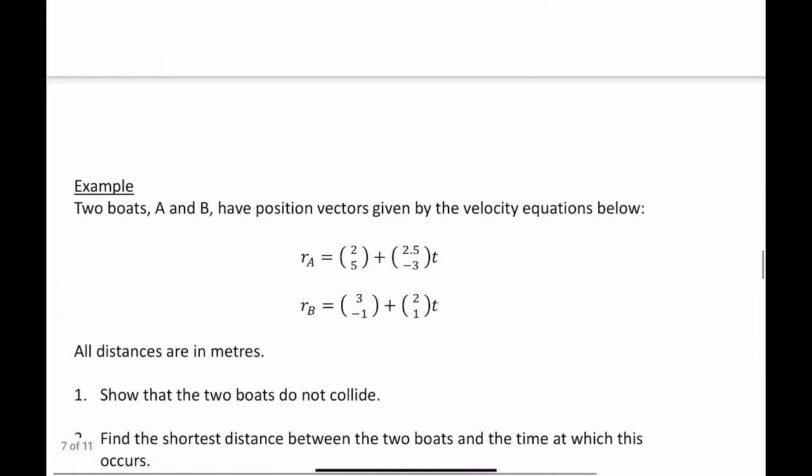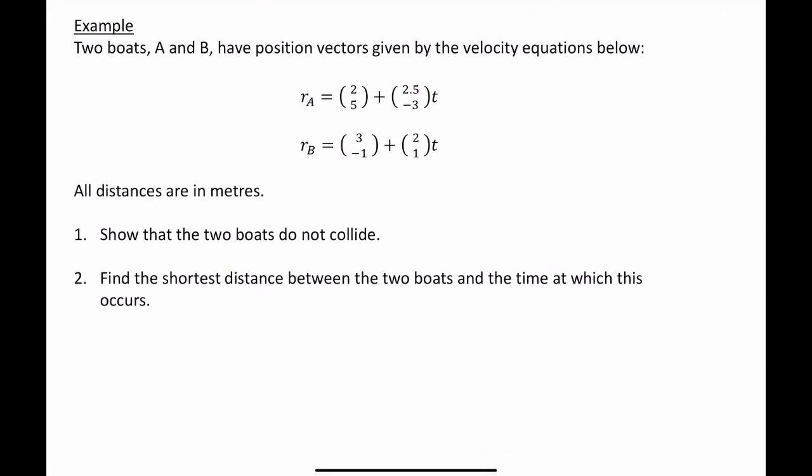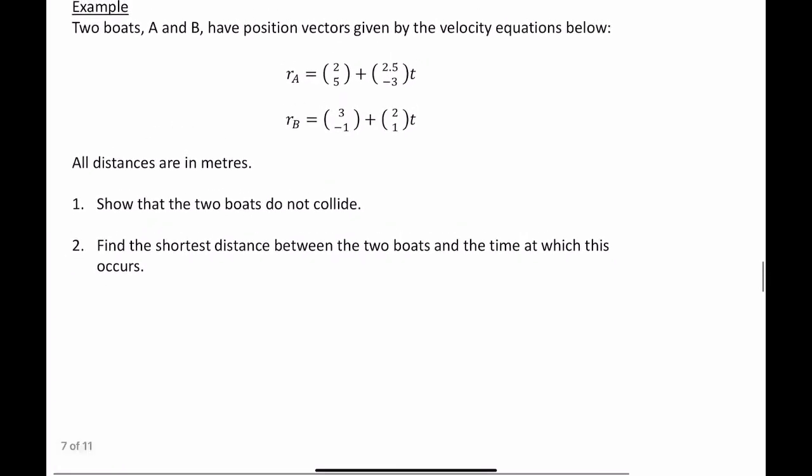Let's see that in context. We're given the example of two boats, A and B, which have position vectors given by the equations below. Again, just the vector equation of a straight line. All distances are in meters. Show that the two boats do not collide. In order to do that, we need to think carefully about what it means for the two boats not to collide. When their x coordinates are the same at some time, if their y coordinates are also the same, they'll collide. If their y coordinates are not the same, they won't.